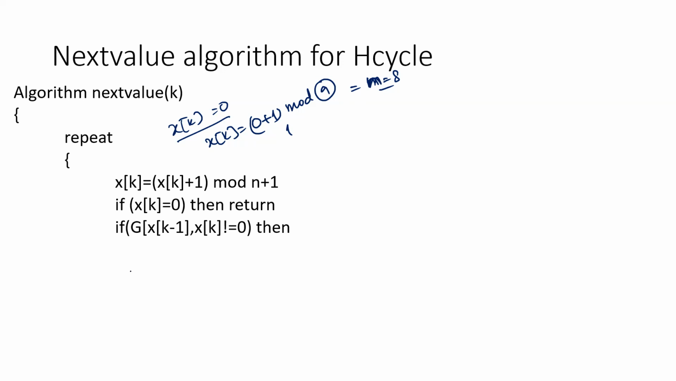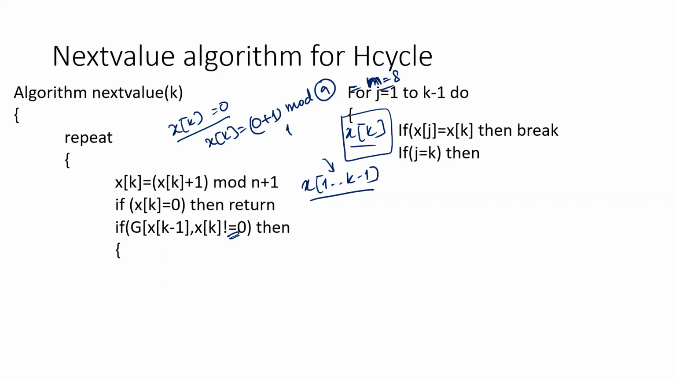Now look at this idea. If we are writing at the kth position in x, it will be considered as x of k. And when we are writing at x of k, it means that x of 1 to k minus 1 is already occupied or already having values. So the only thing is to check whether x of k minus 1 and x of k are connected or not. If they are connected, then we'll check for repetition. So if they are connected, then a for loop is operated here.